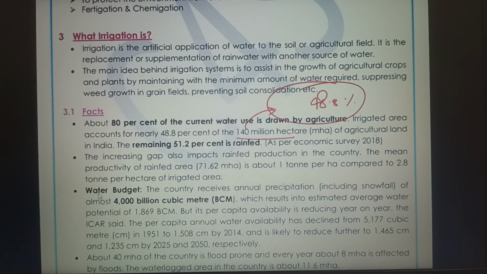48.8%. But for writing a descriptive answer, you can quote this statistic as around 50% of our country has irrigated land, and the remaining is rain-fed, as per Economic Survey 2018. Water budget, we have just discussed the 4000 BCM and 1123. That concept we have discussed in the above chart.